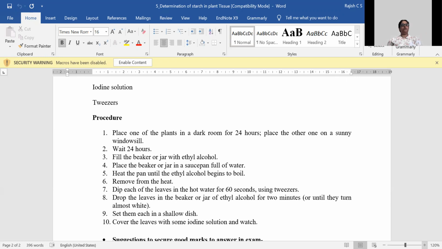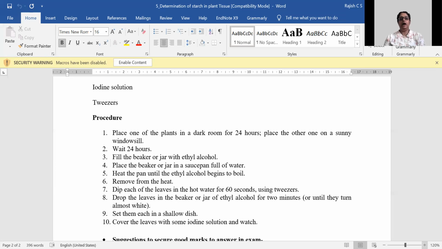So the plant kept on the windowsill will get light from morning till evening, and after that it will be a dark period, where the plant will get rest, and the one in the dark room will not have any light, and so no light reactions and no synthesis of starch is happening in that plant.